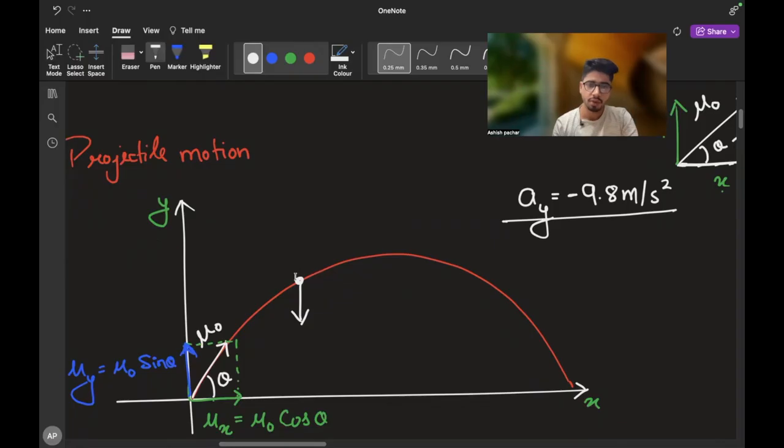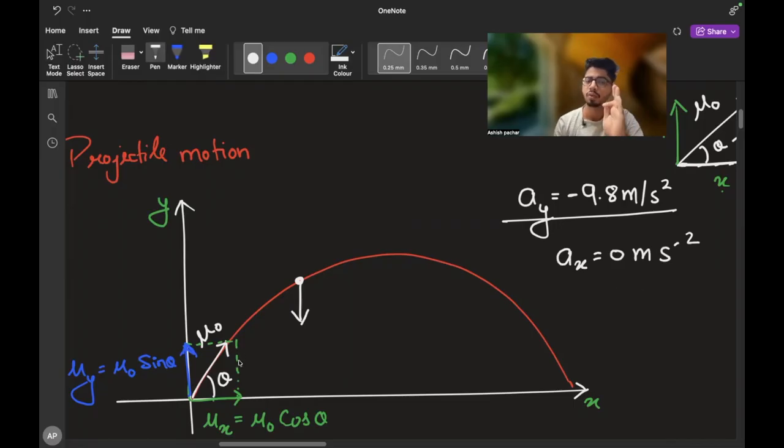The point to keep in mind is that in this direction there is no acceleration. Nobody is applying force in the horizontal direction. There is no acceleration in the horizontal. This is the most important thing. So there is only a vertical acceleration.